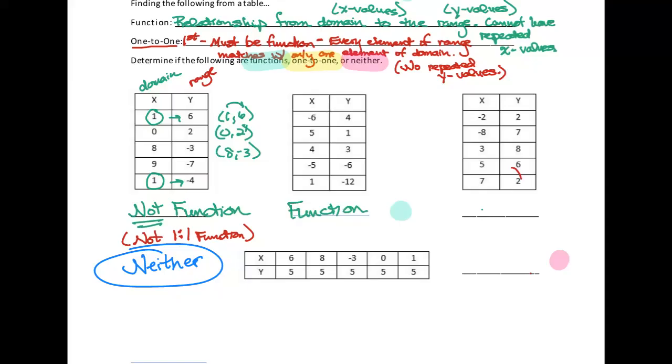and then because it's a function, I can then go on and say, is it one-to-one? So now I look at my y values, which I should write up here. Domain and range. My y values are the range. 4 goes back to -6. 1 corresponds with 5. 3 corresponds with 4. -6 corresponds with -5. -12 corresponds with 1. Do I have any repeats in the range? No. So that means yes, it is a one-to-one function.